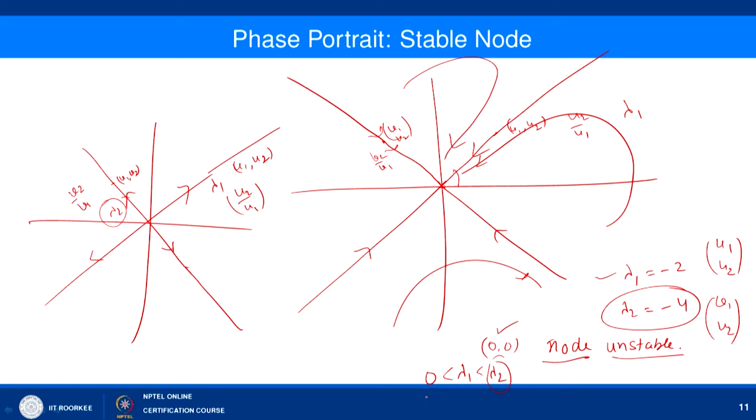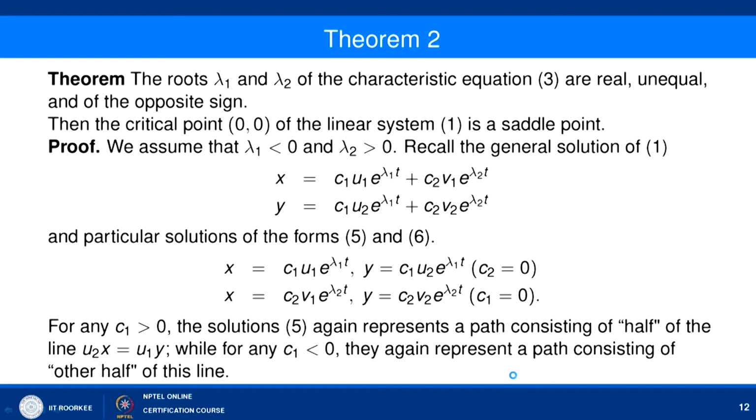So, as t tending to infinity, the component corresponding to lambda 2 is bigger. So it means that all the solutions will tend to go to infinity along this line, is it okay? So here your origin (0, 0) is a node, but an unstable node, right. Now, move on to theorem 2.